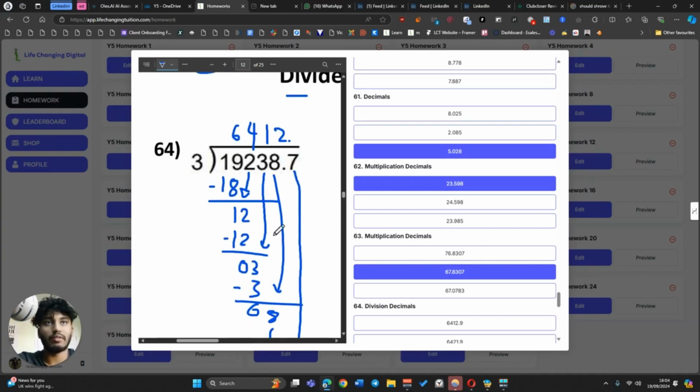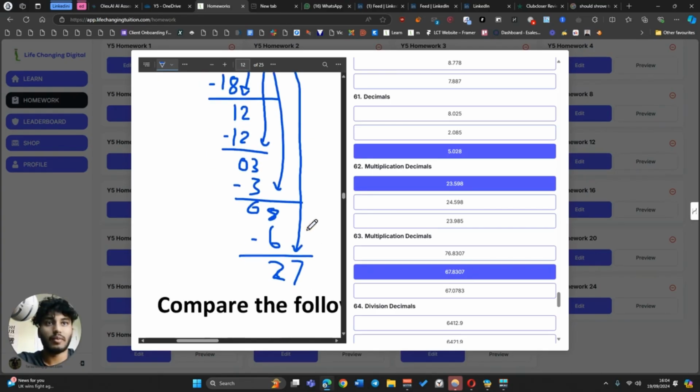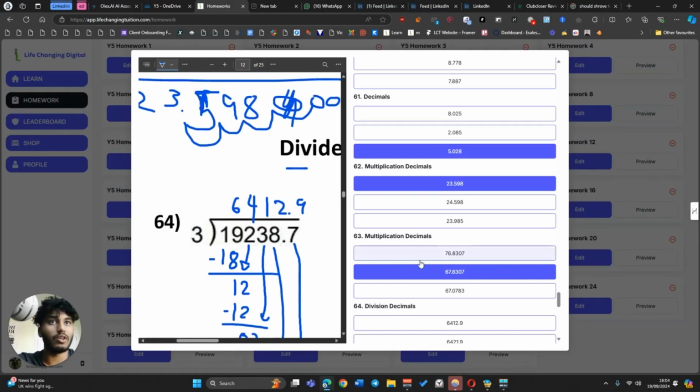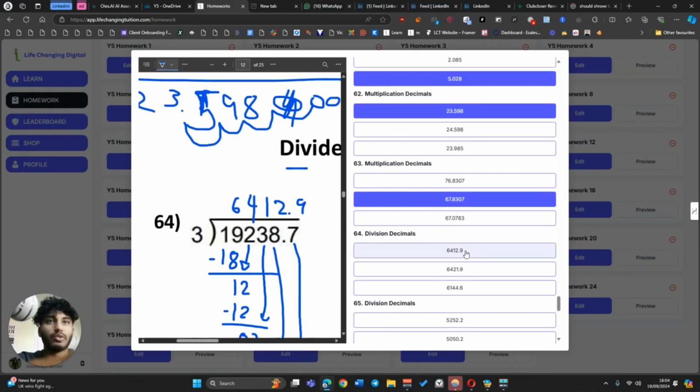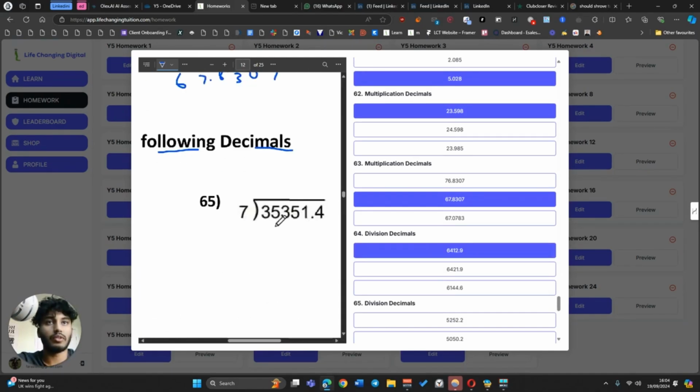And now we've got 27. So how many times does 3 go into 27? 9 times. And then again, we finish that off. And we have no remainder, and that is our answer, 6412.9.